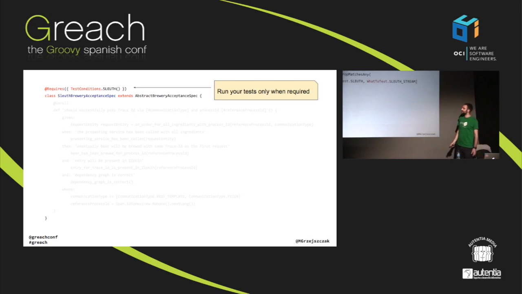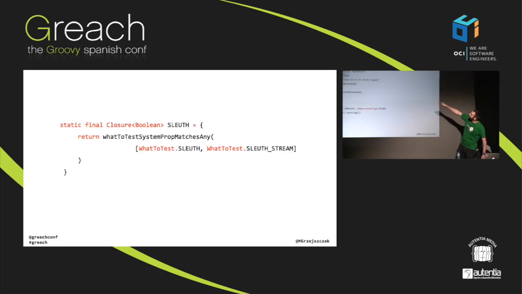So what is this sleuth? You could see here, test conditions.sleuth. Sleuth is just a closure where I check if the what to test system property matches any of these, right? So if somebody passes a system property what to test equals to sleuth, then the test will be executed.